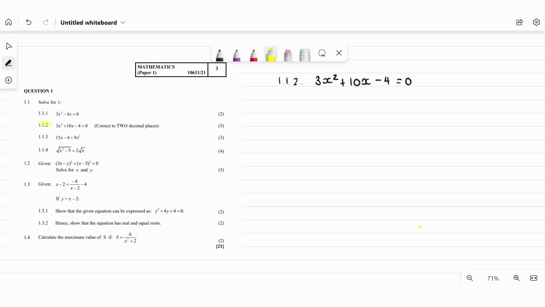Now we're going to solve the second question, which is this one. It says 3x² plus 10x minus 4 is equal to 0. The minute you see this, correct to 2 decimal places, just know that you need to use the quadratic formula.